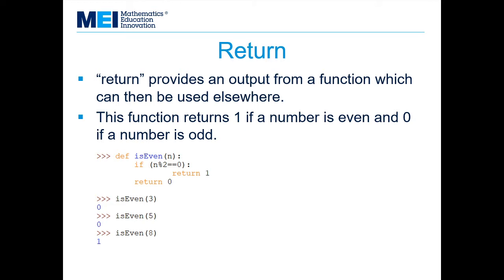For example, we've got a function here that returns 1 if a number is even and 0 if a number is odd. So, the function has been defined, it's called isEven, and it takes a parameter n. If I do the test to see if n is even, the function returns 1. That means that the function ends because it's got to a statement where it has to return something. However, if it doesn't go through the logic of this if statement, instead it returns 0.